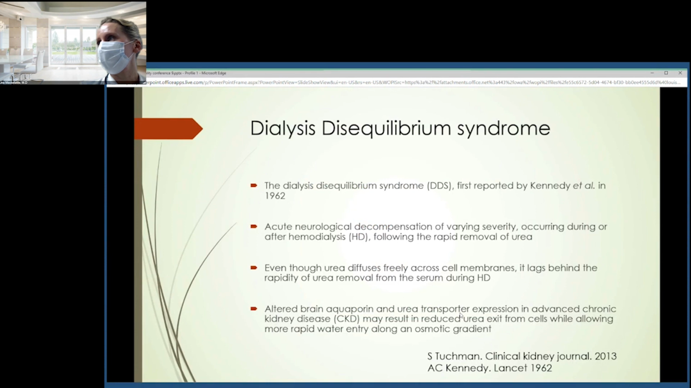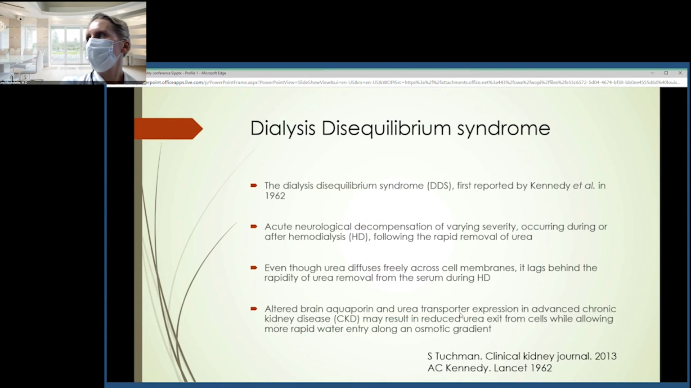It is manifested by neurological decompensation, and it can be of different severity. It can occur during dialysis, but it can happen later on, after you did it. And it happens when you remove urea fast. Urea can actually go into cells and out of cells freely, but not very fast. It is permeable to the cells, but not very, very fast.